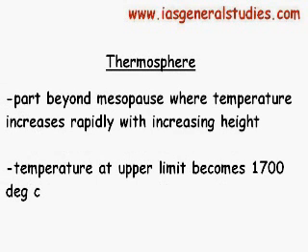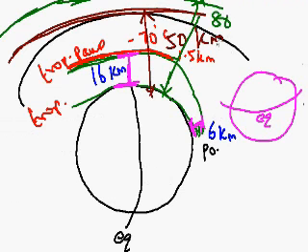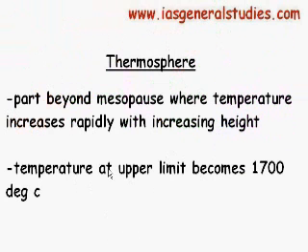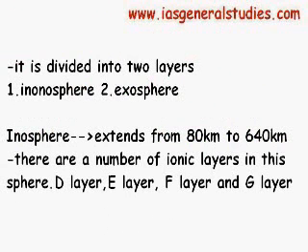Now next comes the thermosphere, the part beyond the mesopause where the temperature increases rapidly with increasing height. So after the mesosphere we have the thermosphere. The temperature increases rapidly with increase in height and at the upper limit becomes 1700 degrees centigrade. This thermosphere is again divided into two layers, one is the ionosphere and next is the exosphere.